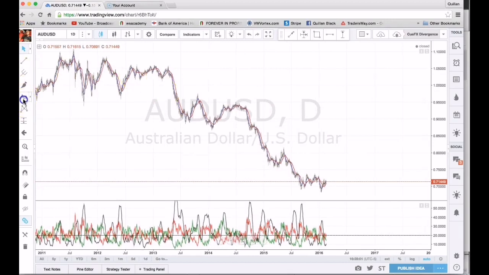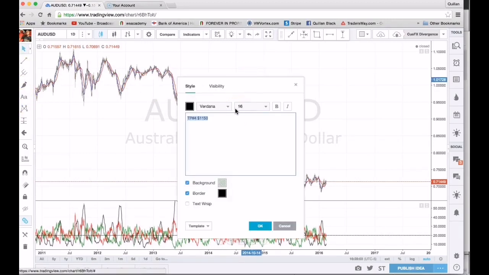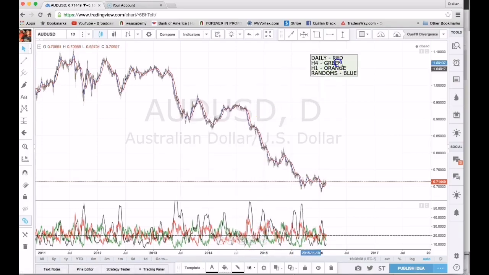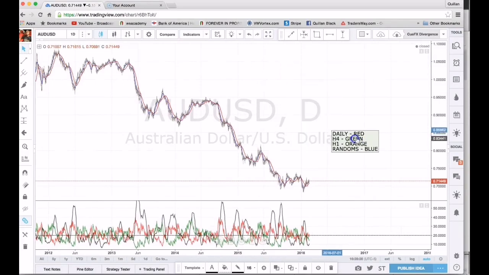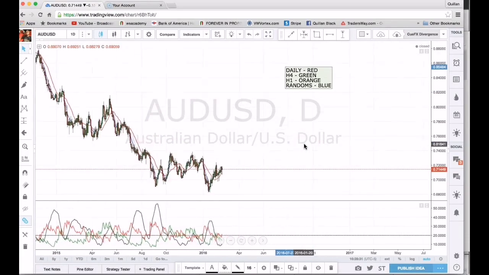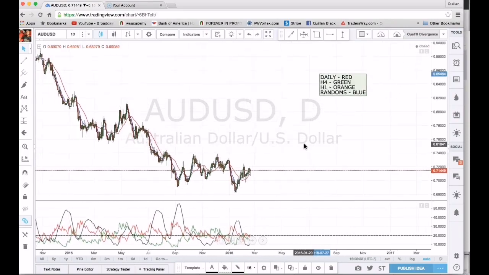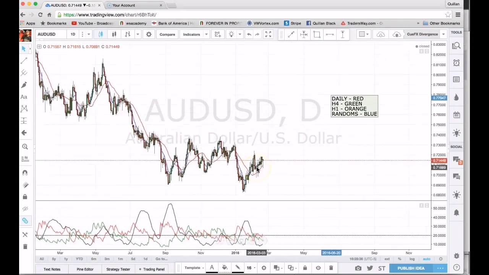Okay, on the daily, it's going to be red. And these are the horizontal line colors also to help you guys. H4 is going to be green. H1 is going to be orange, and randoms are, let's say, blue. I'll try to keep it more where the price action is currently also, just to make things easier. Those are the colors though, keep that in mind.